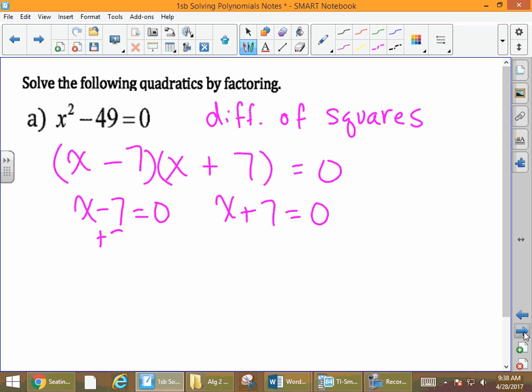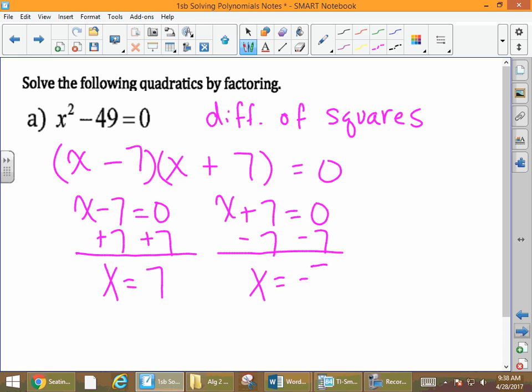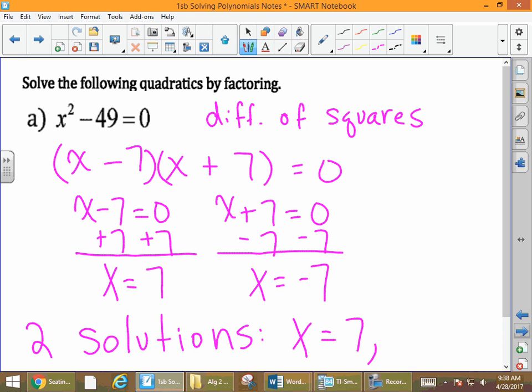So we're going to add 7 to both sides. And we get x equals 7. We're going to subtract 7 from both sides. So we get x equals negative 7. Again, it was a quadratic. If the quadratic has 2 solutions on our blank there, x equals 7. X equals negative 7.